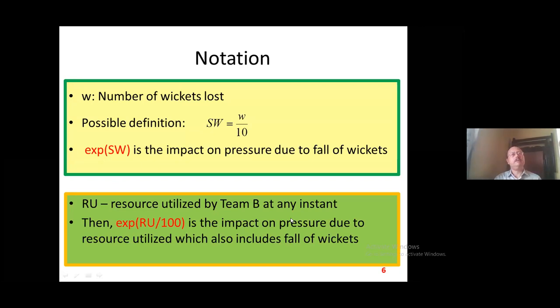What is the other side of the story? The other side of the story is the resource, the number of wickets. Suppose I call W the number of wickets lost. I know that there is a total stock of 10. So W is the number of wickets lost, and my usage of resource may be defined as a fraction like this: number of wickets lost divided by 10, which is the maximum possible. So I can think of some increasing function of this as an impact on pressure, because if this ratio is larger, that means I have lost more wickets. That means the pressure on the team chasing has increased. Of course, we will get to a more intelligent formulation than this, but this is the basic structure.